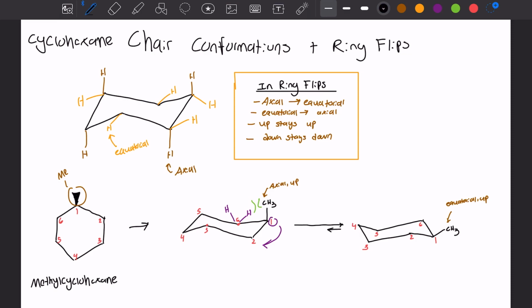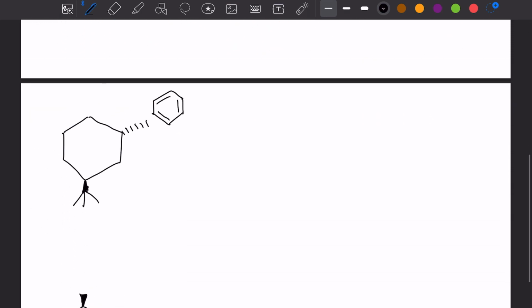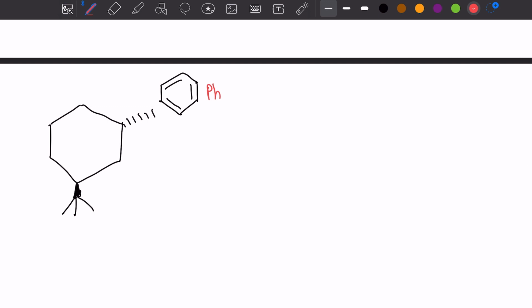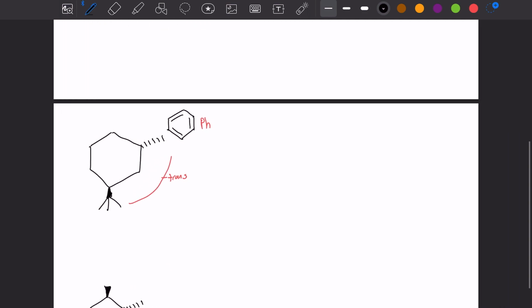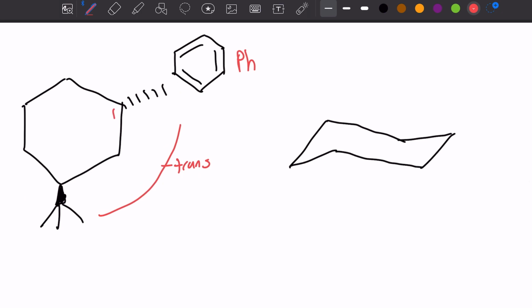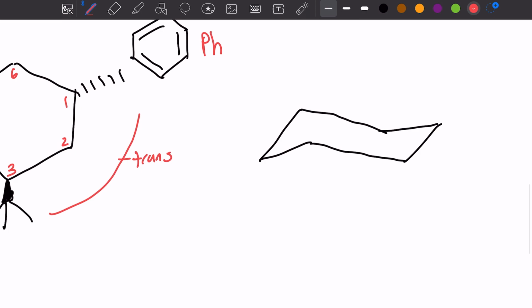I'm going to go down to a few more examples I've drawn below. So we have this molecule with two substituents. Since one is on a wedge and one's on a dash, you know that these substituent groups are trans to one another. Okay? So I'm going to start out by drawing this chair conformation. We can say that our phenyl group is going to be attached to carbon 1 because it's probably the biggest group, so you want to label it like that. You can label this as carbon 1, 2, 3, 4, 5, and 6.